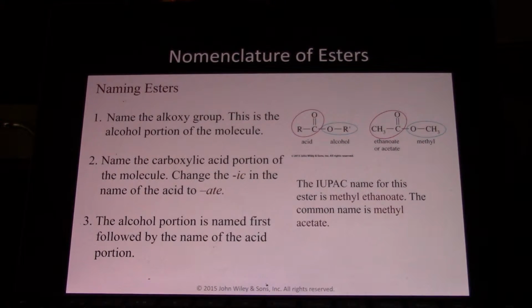This is the alcohol portion of the molecule, and then you name the carboxylic acid portion, changing the ic to the ate. So ethyl acetate, methyl ethanoate. So here we have methyl acetate, methyl from methanol, and acetate from the acetate. And again, acetate is so common, you almost never see ethanoate. It's almost always acetate.